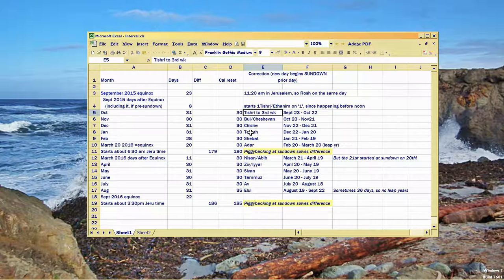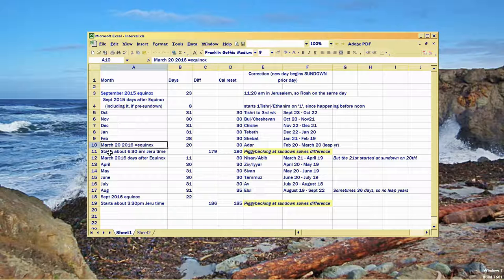Second week to the end. Total of 30 days. September 23rd to October 22nd. Then you just keep on going. Count the days. And when you get to Adar, you do not intercalate there, because you're supposed to intercalate in Elul. See? You will reach March 20th, the equinox.